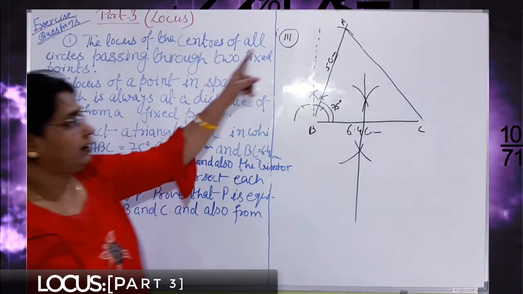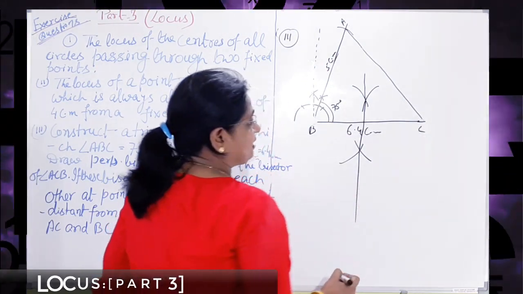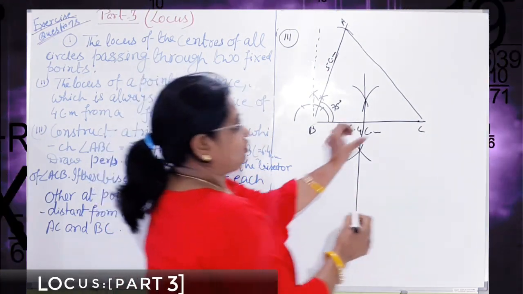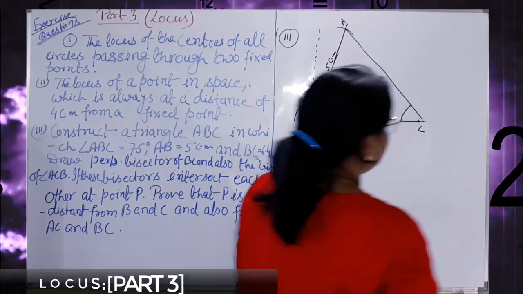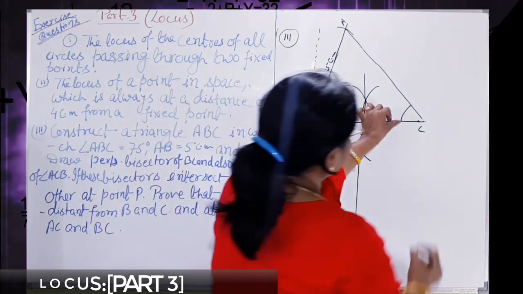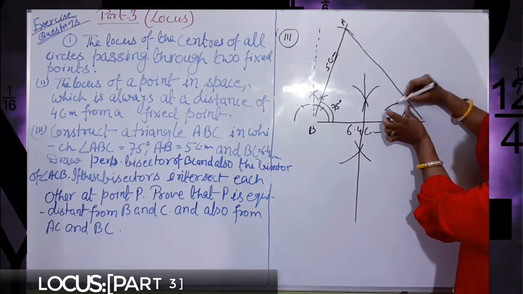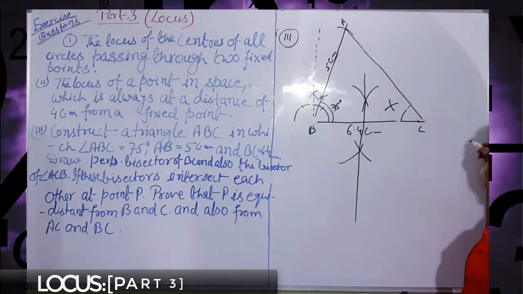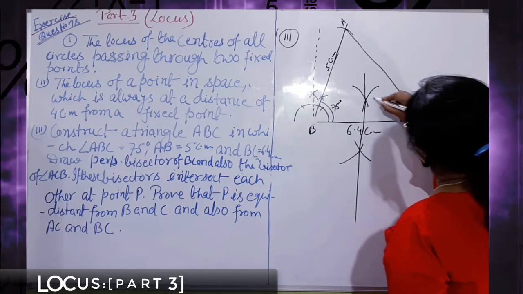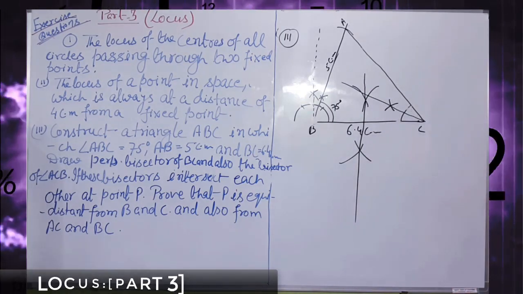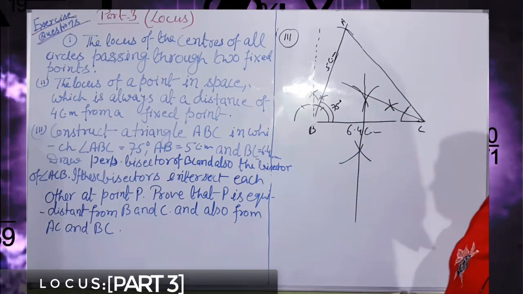Bisector of angle ACB. Then recall how to bisect any angle. First we take this point and draw one arc, and from both points cut the same arc like this, and then join it like this. These are the perpendicular bisector and the angle bisector.